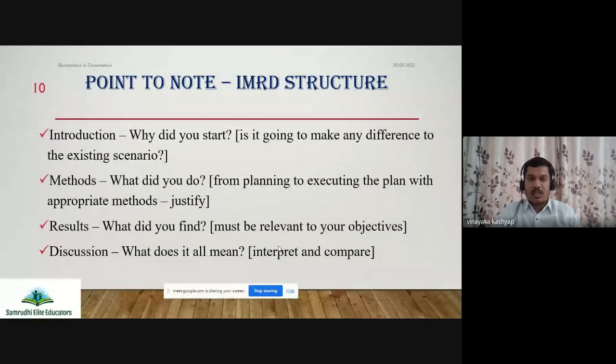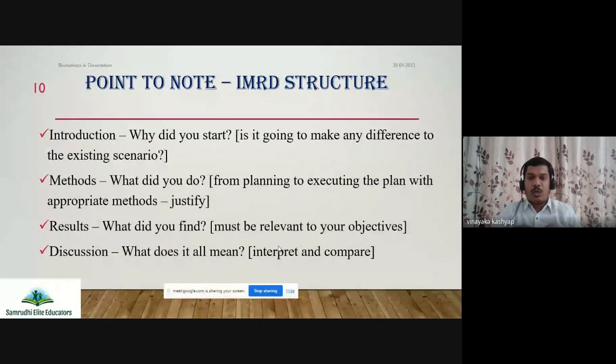And coming to results, results is nothing but what did you find. So where did you start and then what did you find? It must be relevant to your objective, whatever the objective may be. For example, if your objective is to find the prevalence of diabetes, then the result should say the prevalence of diabetes was found to be 10%. It should not be going somewhere else.